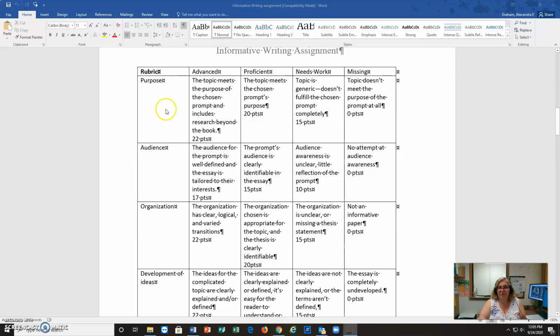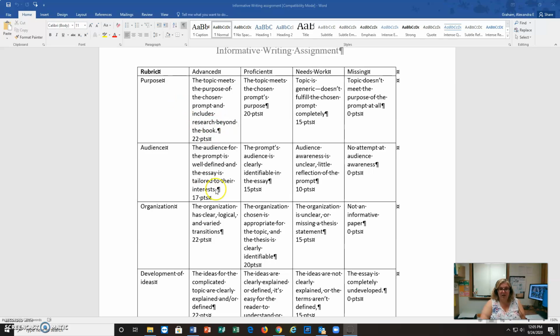So the proficient for the purpose, the topic meets the chosen prompt's purpose. So as a reader, I'm going to look at this and go, okay, so it chose 5.1 number 4, and the purpose was a cause and effect essay. Did the student write a cause and effect essay? Now, I don't know if that's true or not. I just totally made that up. And then, yes or no. All right, so it meets the chosen prompt's purpose.